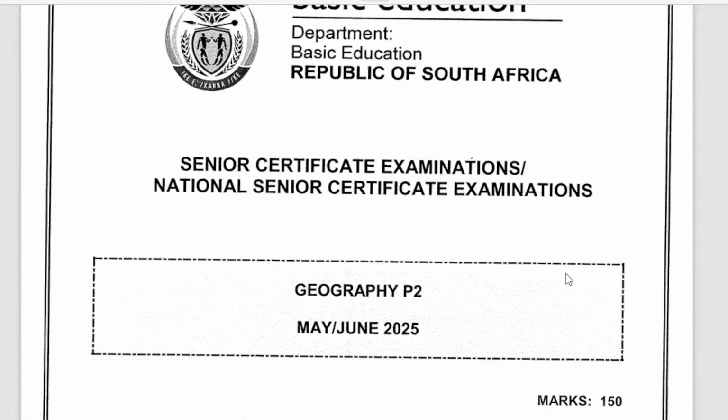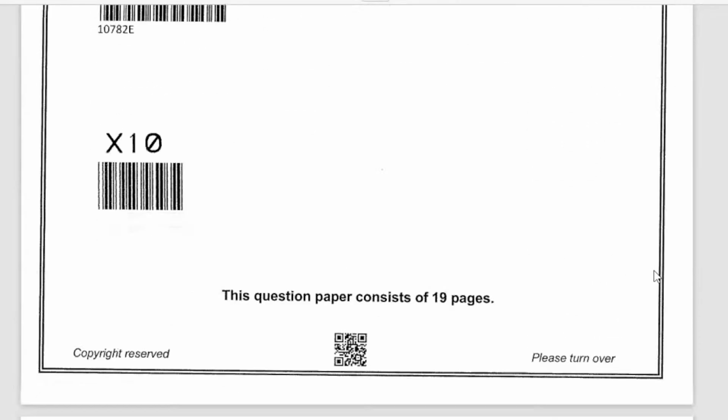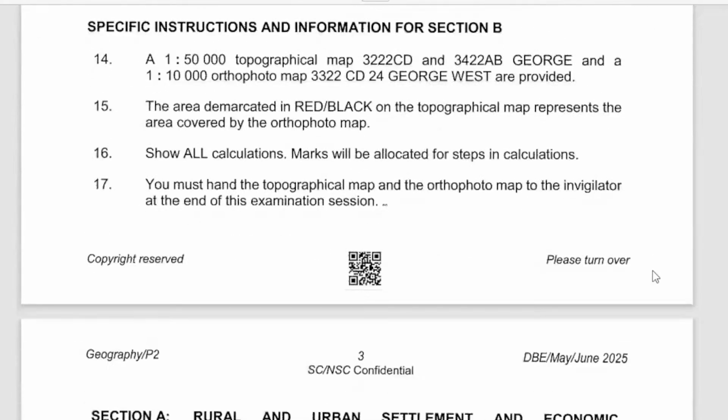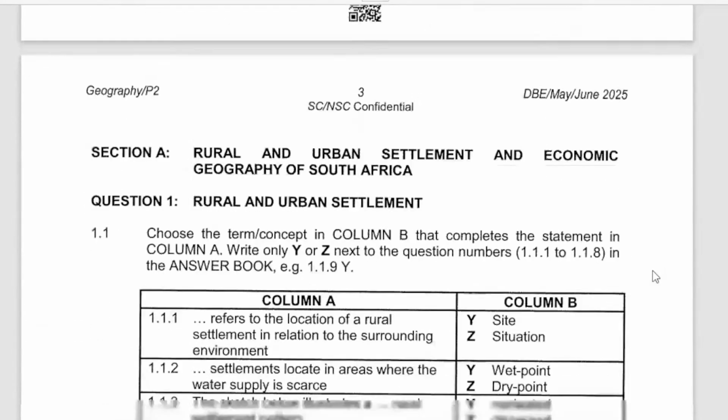It comprises three questions. Question number one is settlement geography, and question number two is economic geography of South Africa. Then question number three is geographical skills and techniques, which is our map work, out of 30. Right, so we go into our paper and try to check on the questions and try to justify the proposed responses.